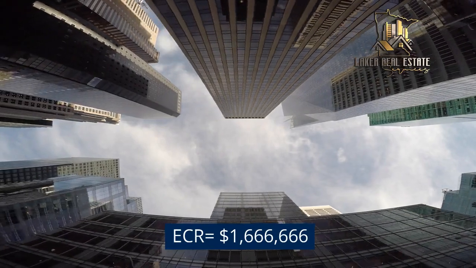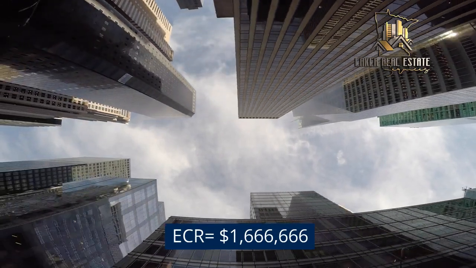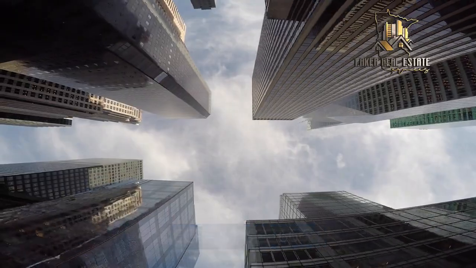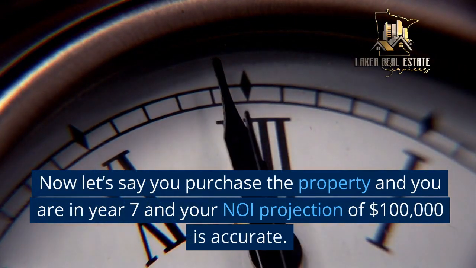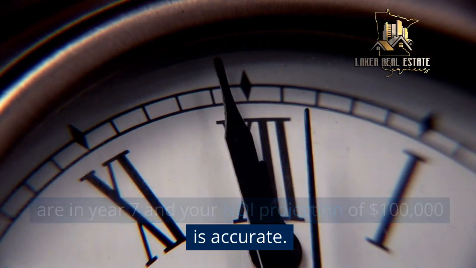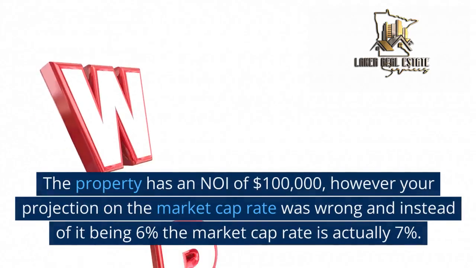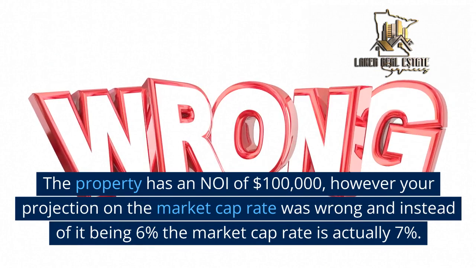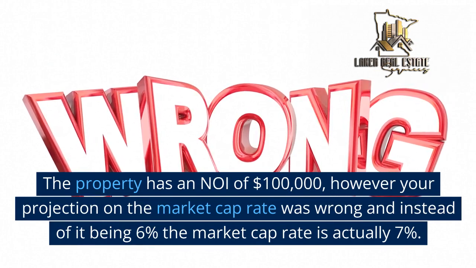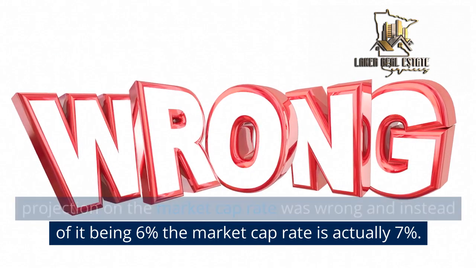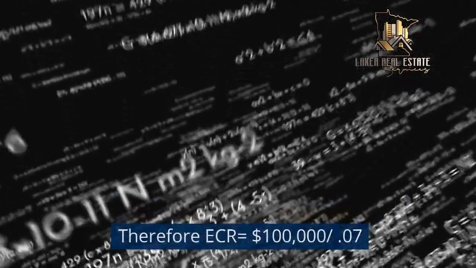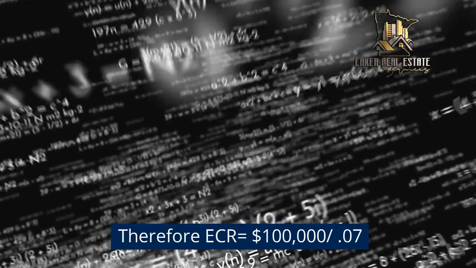ECR equals $1,666,666. Now let's say you purchase the property and you are in year 7 and your NOI projection of $100,000 is accurate. The property has a NOI of $100,000, however your projection on the market cap rate was wrong, and instead of it being 6%, the market cap rate is actually 7%. Therefore, ECR equals $100,000 per 0.07.